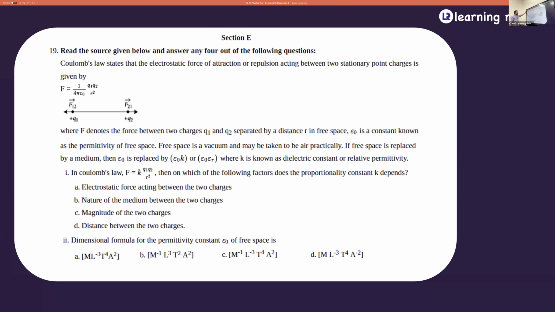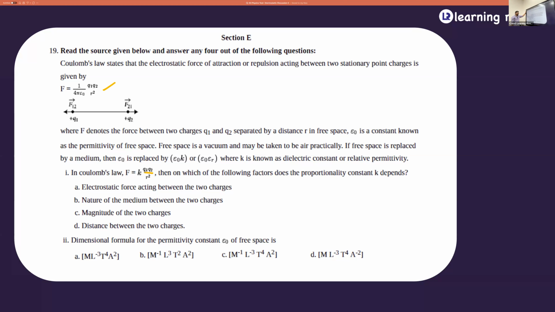So Coulomb's law states that the electrostatic force of attraction or repulsion acting between two stationary point charges is given by this value. You know all these notations, right? F12 and F21. So the whole story is known to you. I'll directly go to the question. In Coulomb's law, F is given as KQ1Q2 divided by R square. Then what are the factors on which the constant of proportionality K depends?